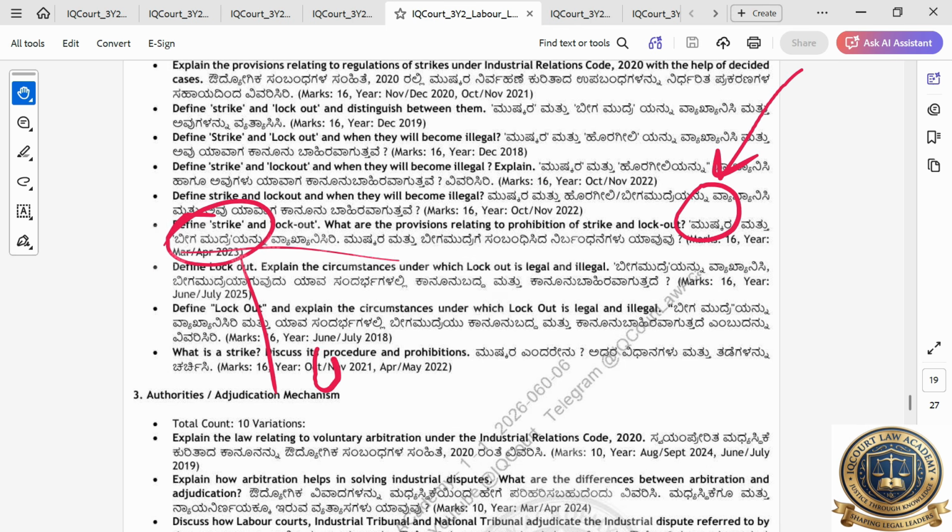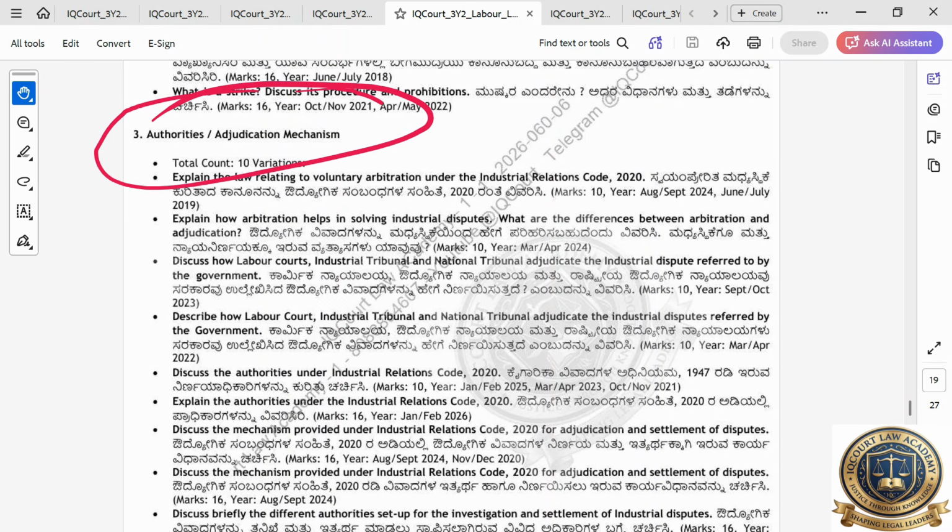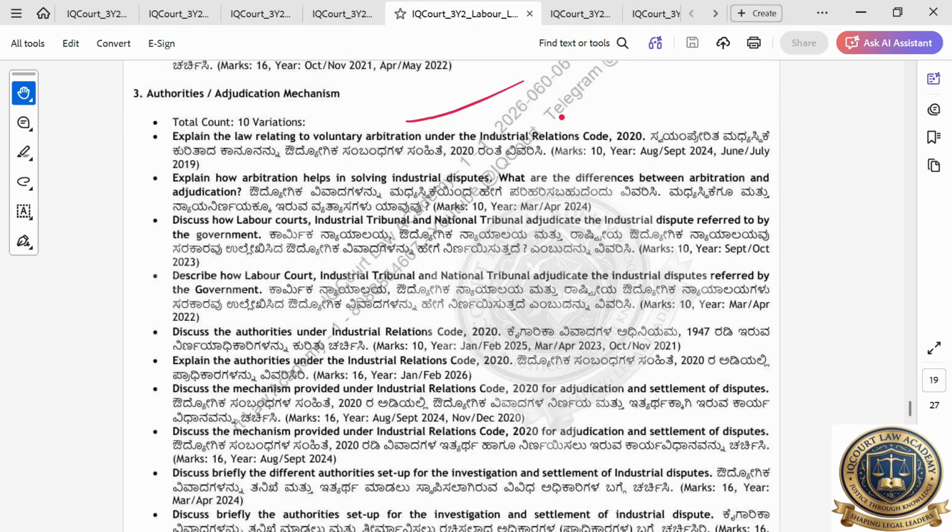Strike will be done by workers. Lockout will be by owners. Authorities, adjudication mechanism, voluntary arbitration and the Industrial Relations Code. How does arbitration help in resolving industrial disputes? What is the difference between arbitration and adjudication?